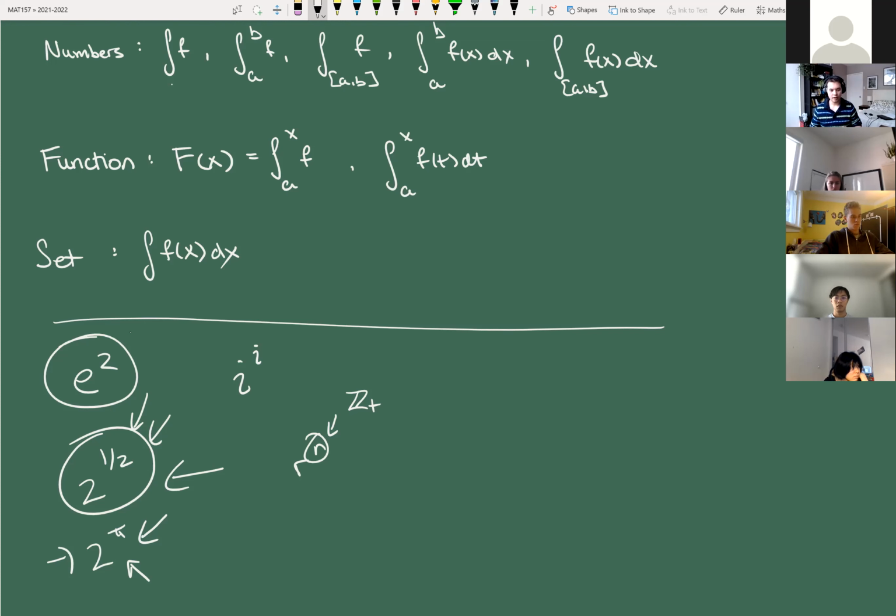Wait, are you saying it can or cannot be? Why couldn't i to the i give you a real number? What's the issue with that? It's okay. You can get real numbers from complex exponentials. There's no problem with that.